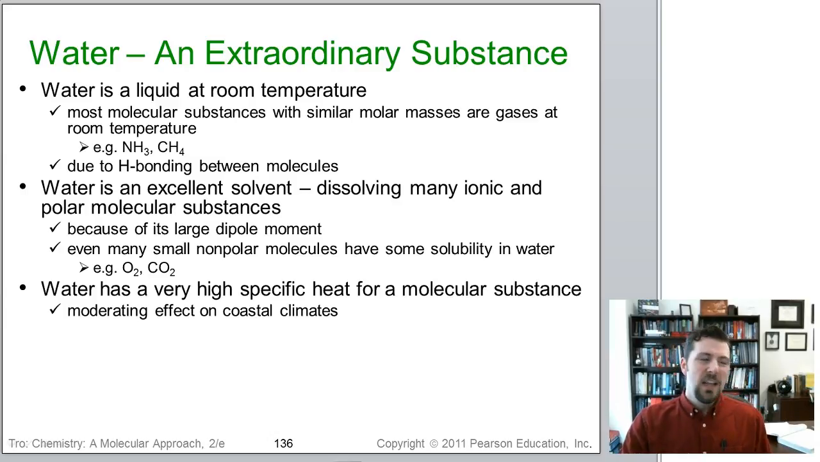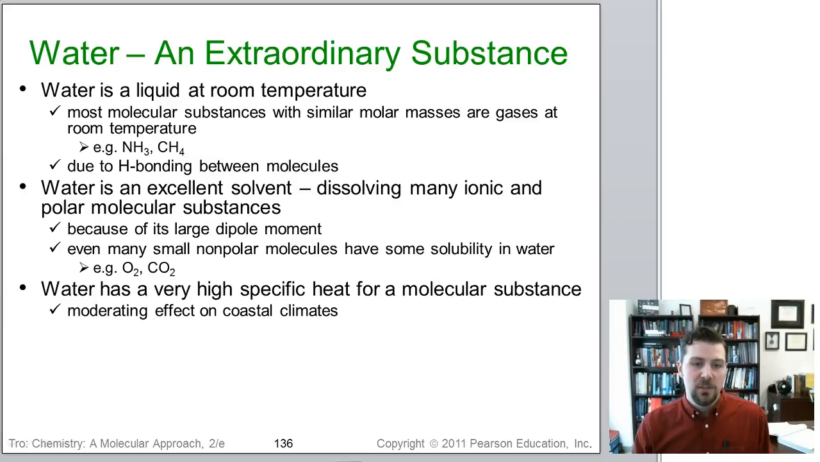Okay, water also has a very high specific heat for a molecular substance, which is interesting, which means that we can have a very temperate climate. Water has to absorb a lot of energy before it changes its temperature. So think about a place that doesn't have very much water in the atmosphere. Certainly here in Mississippi, it's humid all the time. We have a lot of water in the atmosphere, but think of like in a desert maybe.